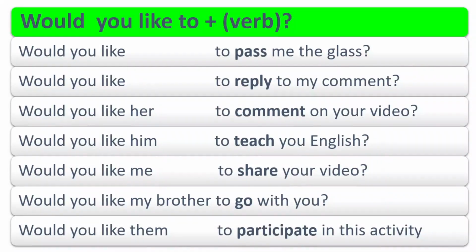The last question is, would you like them to practice in this activity? Yes, I would like everyone to practice and participate in this activity. Sorry, before I said practice, it is participate. So I want everyone to participate in this activity because this is an interesting activity. It is easily understood, like everyone could understand it.